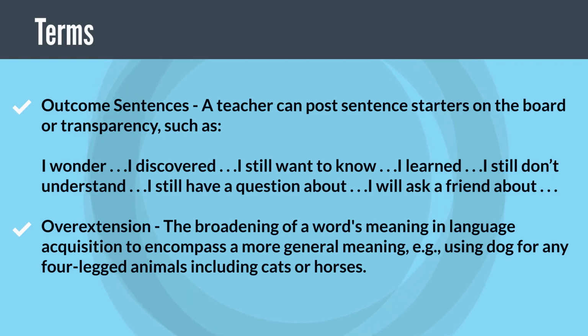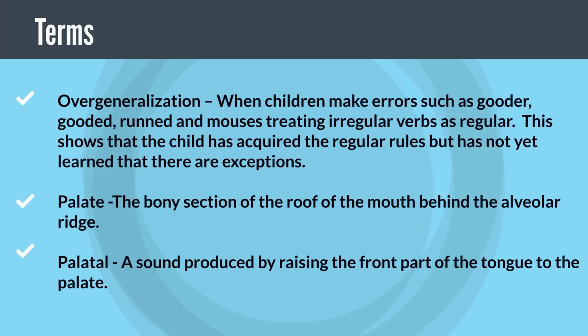Overextension: the broadening of a word's meaning in language acquisition to encompass a more general meaning, example, using dog for any four-legged animals including cats or horses. Overgeneralization: when children make errors such as gooder, goed, runned, and mouses, treating irregular verbs as regular. This shows that the child has acquired the regular rules but has not yet learned that there are exceptions.